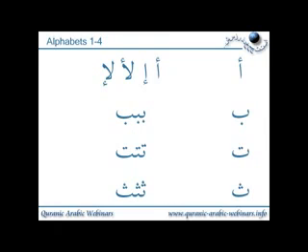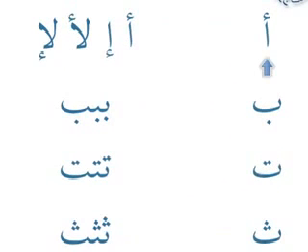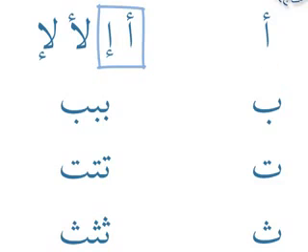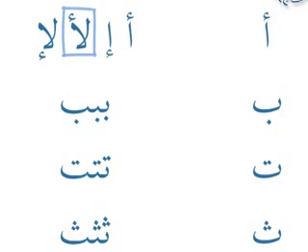So going through the alphabets, if we start with the Hamza, so we have Hamza sitting on top of the Alif. We've got it written here two times on its own, Hamza on top of an Alif, Hamza underneath an Alif. Here we have Hamza joined to the Lam, so we have Lam and then Hamza, and it's the Hamza on top of the Alif. And we have another variation which is Lam joined to the Hamza sitting underneath an Alif.